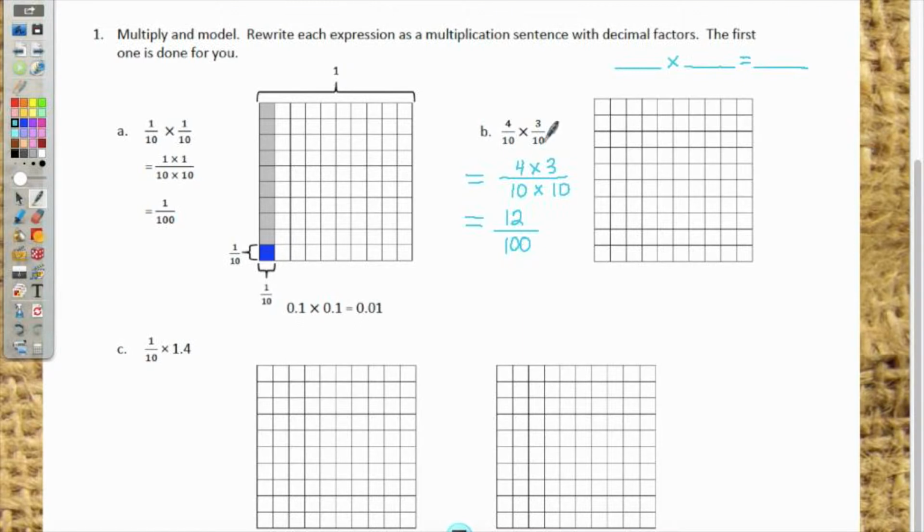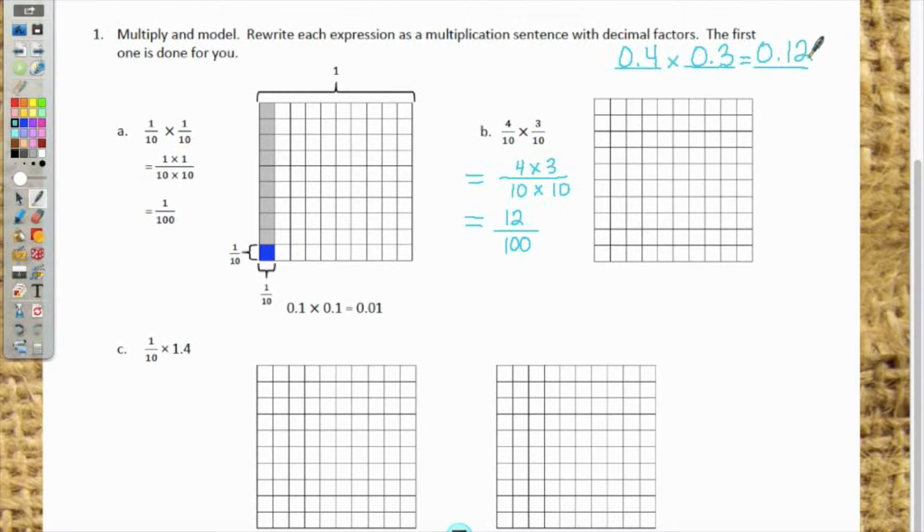Okay, so let's change 4/10 to a decimal. What do I write? 0.4. 0.3. What was my answer? 1200. 1200. How do I write that? 0.12. Okay.